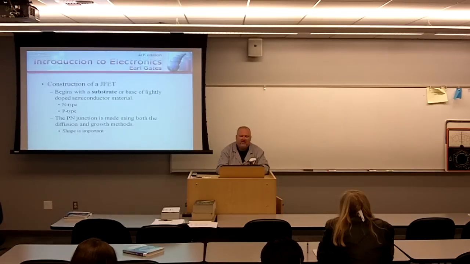Construction of a JFET begins with a substrate or base of lightly doped semiconductor material. Could either be an N-type substrate or P-type substrate. The PN junction is made using both the diffusion and growth methods. And as you remember, diffusion was the most popular method that we use in manufacturing. It's pretty critical that we get the shape just right. Shape is very important to get these things to behave the way we want them to behave.